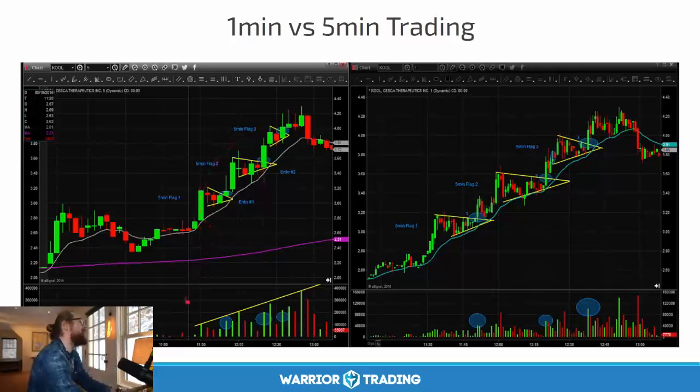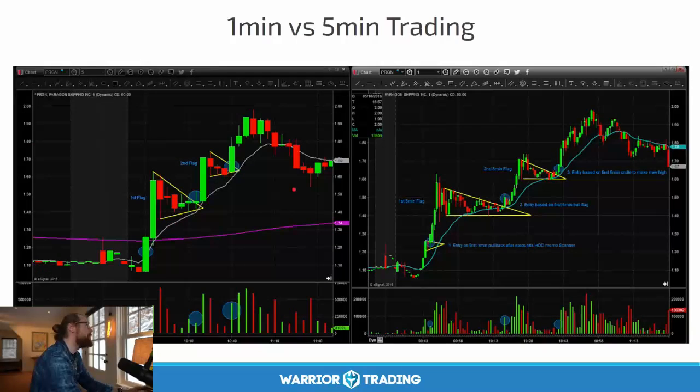But this pattern is okay. First pullback was not perfect with this topping tail. It popped up and pulled back, but it was okay. Second pullback, not bad. Third pullback, a little choppy, but it did continue higher before finally rolling over here at the top. Here's another example, a different chart, different stock, but such a similar pattern.